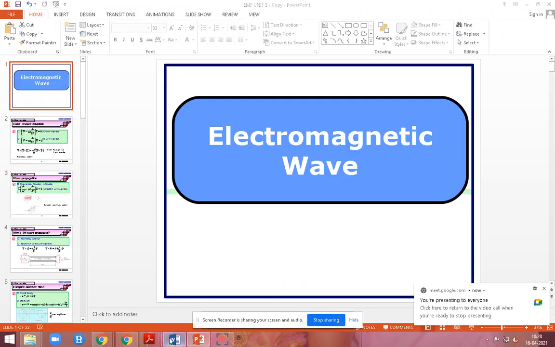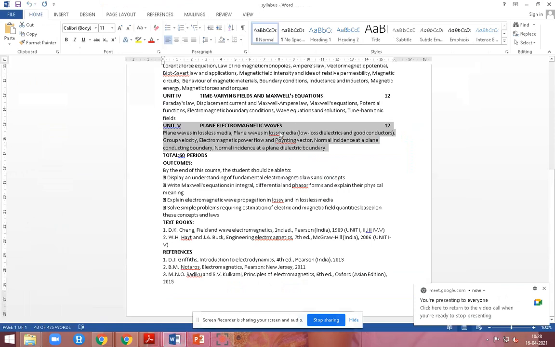Okay, so your fifth unit, plane electromagnetic waves. So plane waves in lossless media and then plane waves in lossy media. Lossy media means low loss dielectric, maybe good conductor. And then group velocity, electromagnetic power flow and Poynting vector theorem.